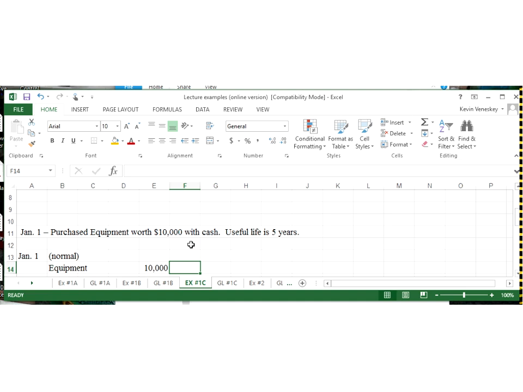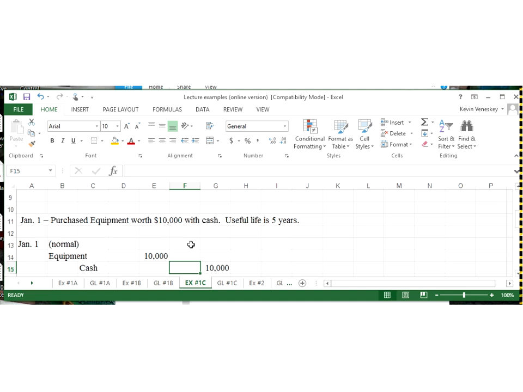So let's look at an example to kind of put this into play. Let's assume back at the beginning of the year we bought a new piece of equipment worth $10,000. And let's say we paid cash for it. And management has determined that it has a useful life of 5 years, a nice round easy number to use.